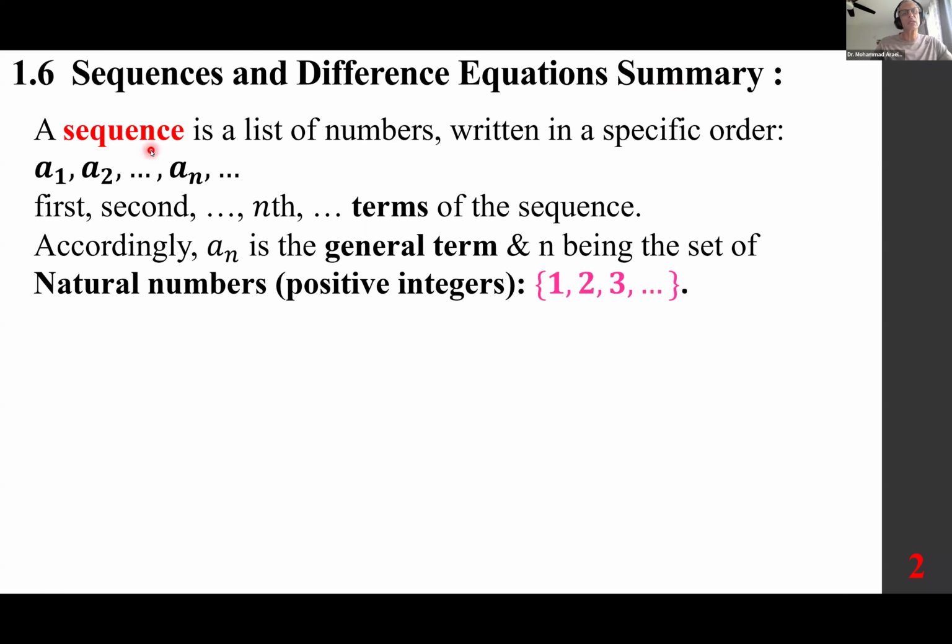A sequence is a list of numbers written in a specific order, a sub 1, a sub 2, a sub n: the first term, the second term, the nth term of the sequence. Accordingly, a sub n is the general term, and n being the set of natural numbers, also known as positive integers, also known as counting numbers, 1, 2, 3, to infinity.